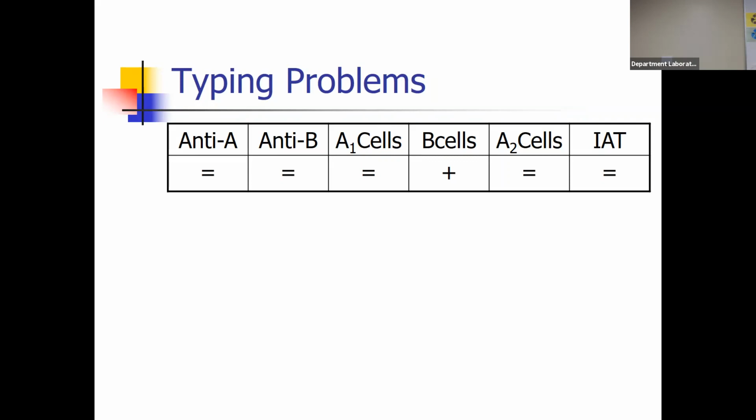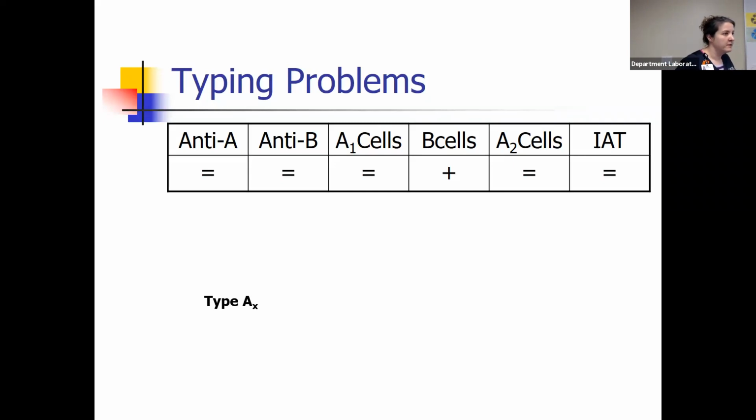So that lets us know that we're not dealing with maybe a weak subgroup or a weak back type, okay? So remember, if you have a subgroup of A that weakens the A antigenic expression, it's very common to have a negative reaction here, all right? So this is probably a subgroup of A. Does that make sense to everybody?